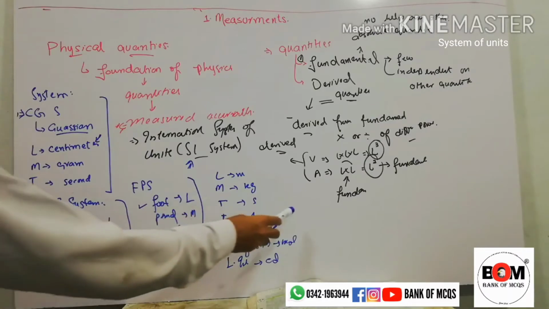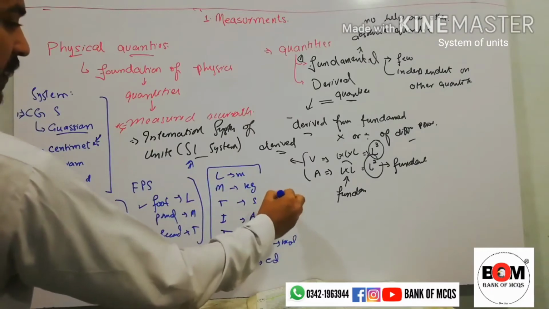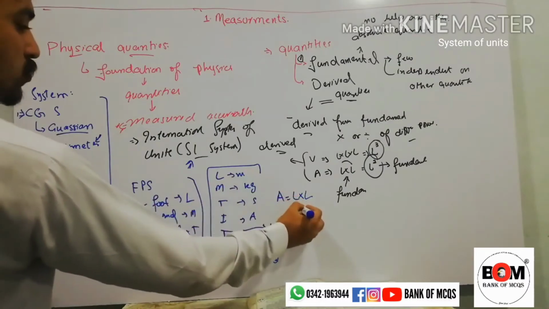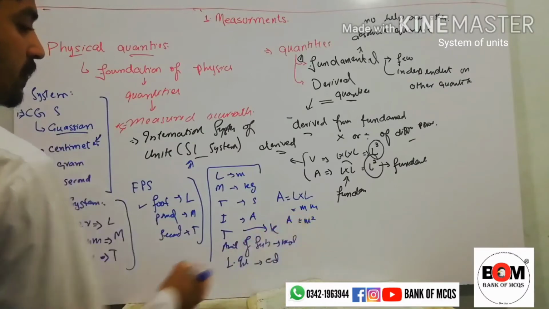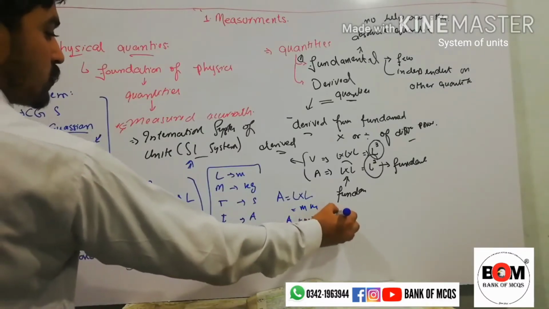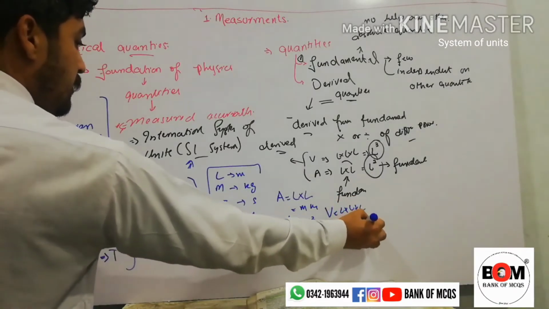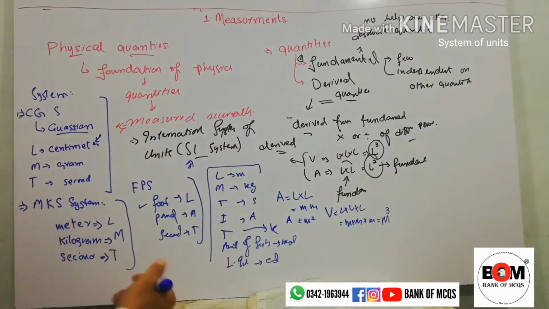Now for derived quantities we will use these units. For example, area is length multiplied by length, so in the SI system the length is in meter, so meter multiplied by meter is equal to meter square. So meter square is the unit of area. In case of volume, length multiplied by length multiplied by length, so we will get the unit of meter cube. And this process continues in case of work, power, acceleration, or any other derived quantity. So this was System International.